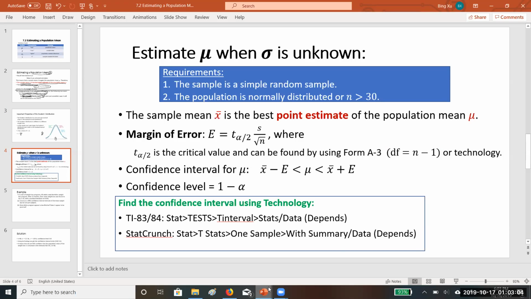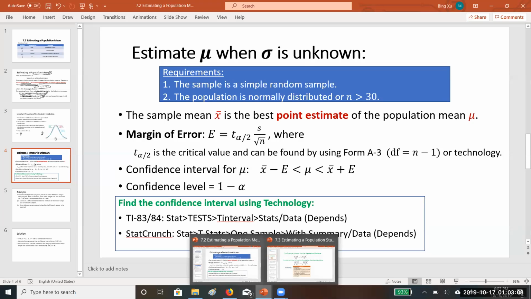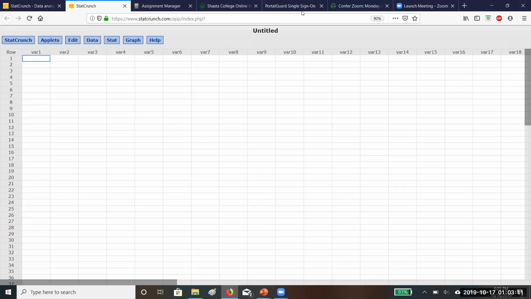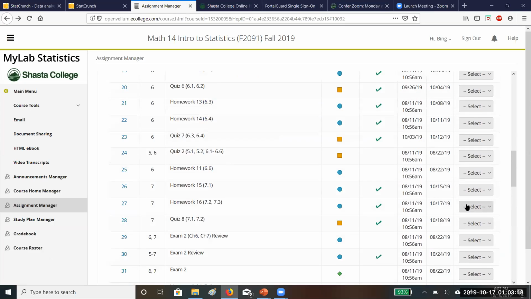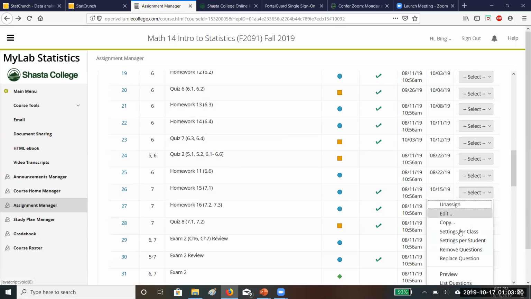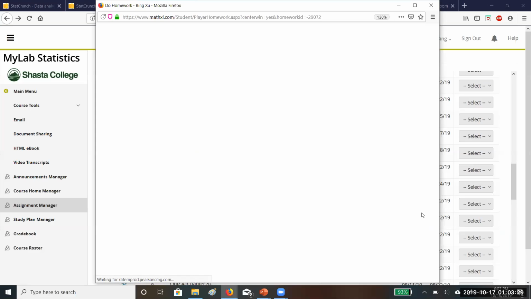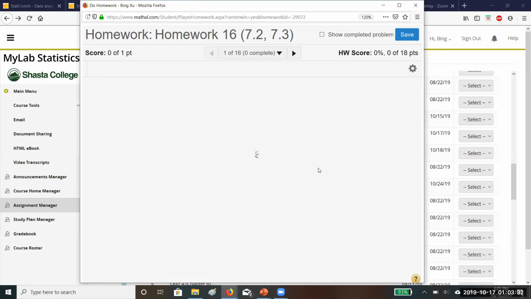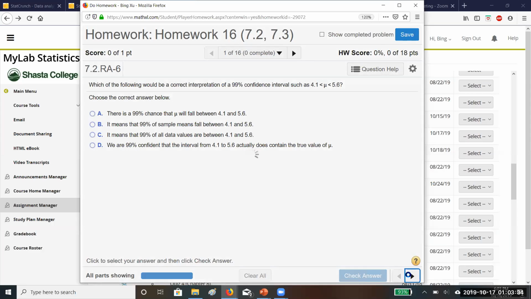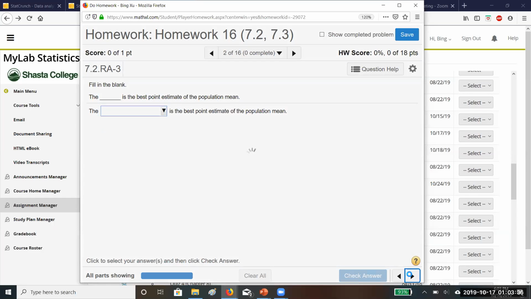Let's look at one example actually from our homework. So let's see. Which one would that be? Okay, so can you see the homework? Yeah. Okay.